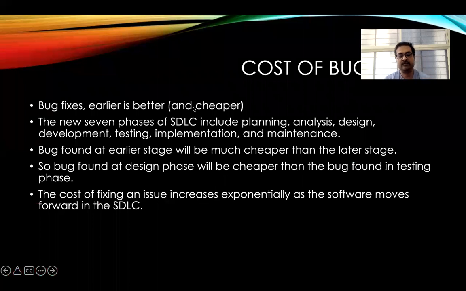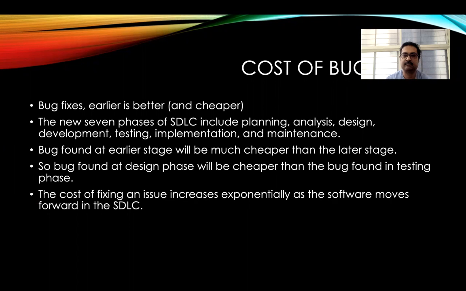So, obviously, fixing bugs earlier is better and cheaper. In the SDLC, there are seven phases: analysis, design, development, testing, implementation, and maintenance. A bug found at the earliest stage will be cheaper to fix compared to a bug found at a later stage. So the answer to this question is that a bug found in the design phase will be cheaper than a bug found in the testing phase.